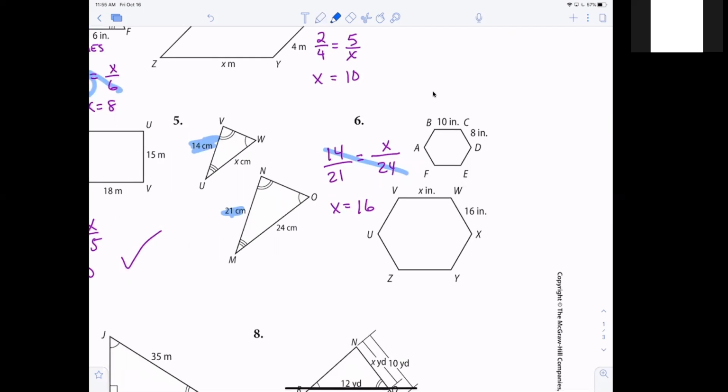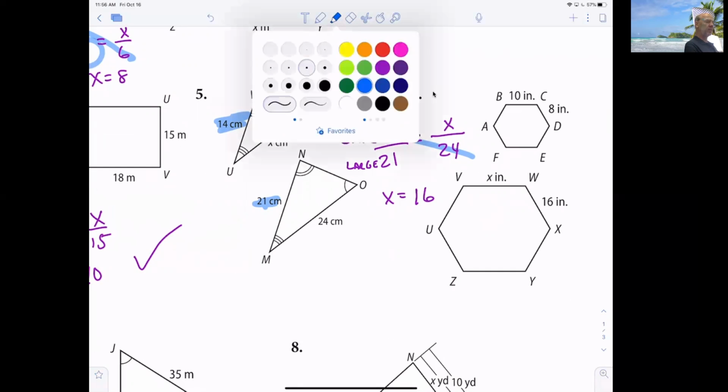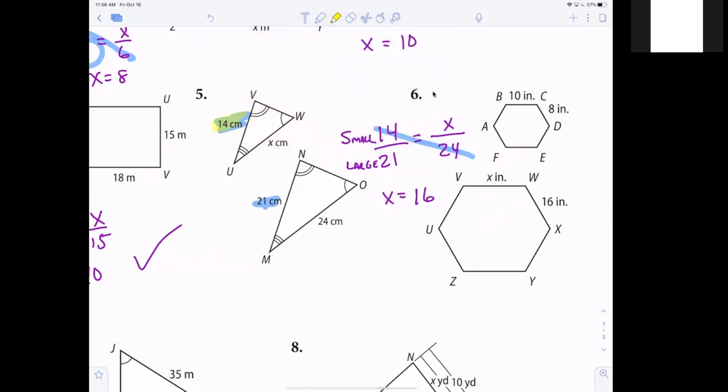How do you know whether to put the X on the top or the bottom? Very good. KK, right? Listen to me now, kiddo. We went from the small triangle to the large triangle, right? Do you agree with me? We started at 14 and we compared that to 21, right? Yes. So that was the small triangle to the large.